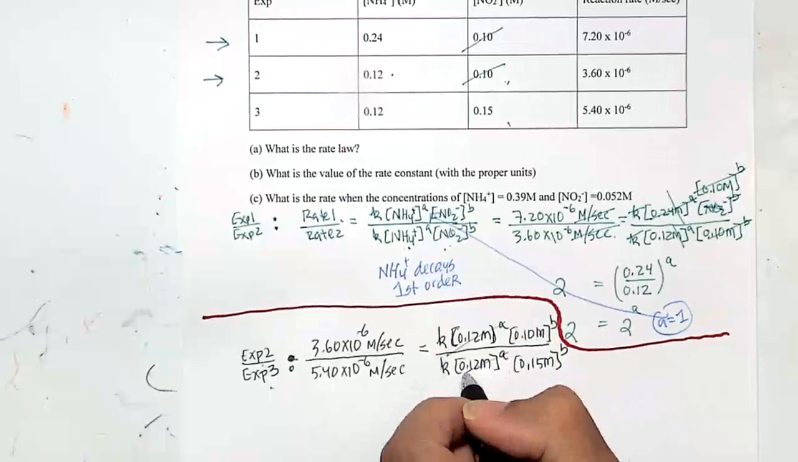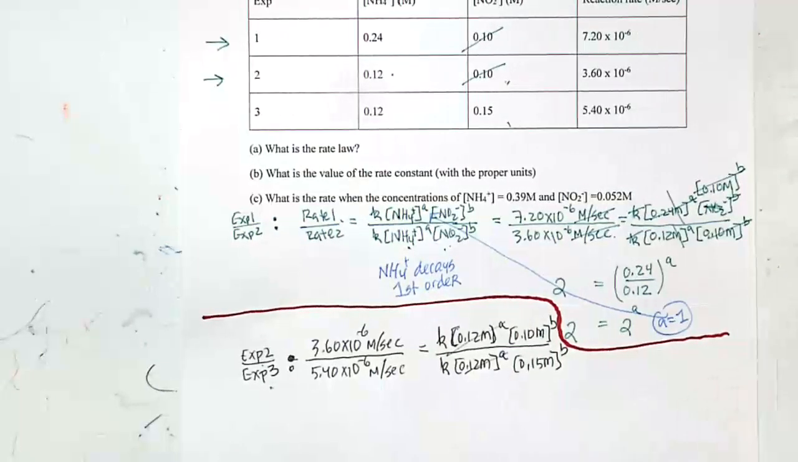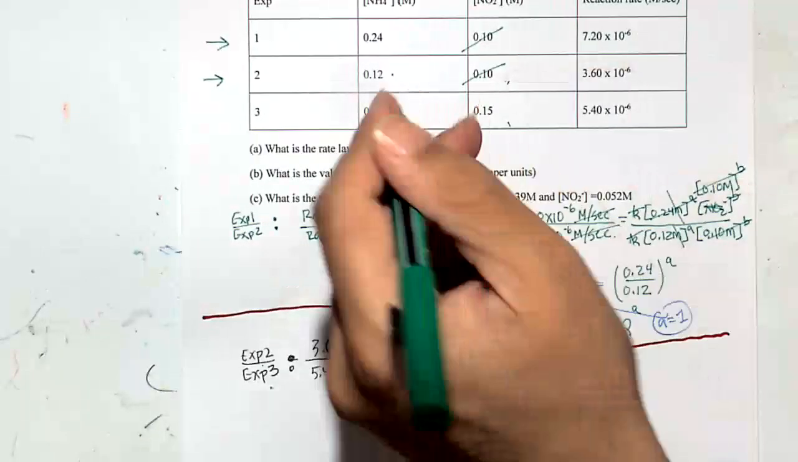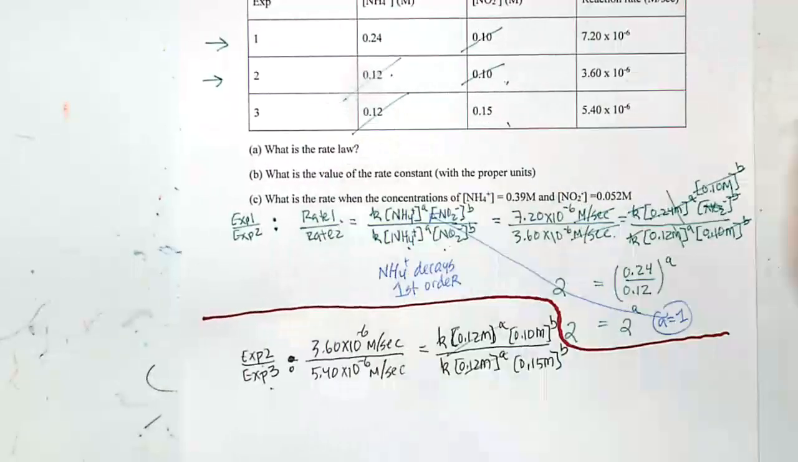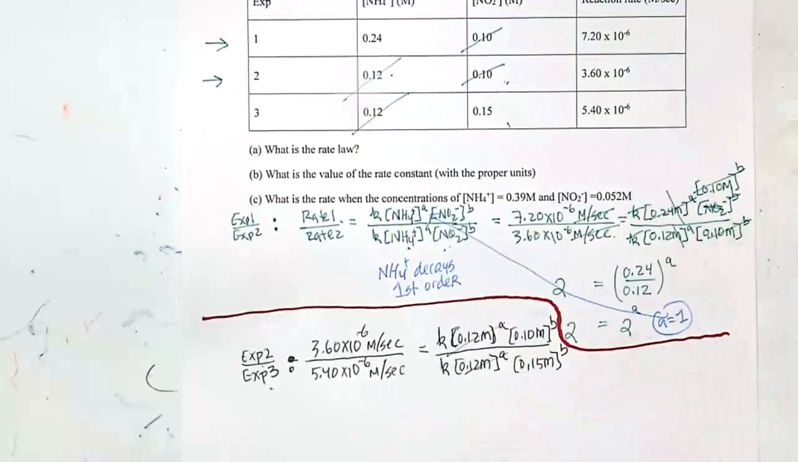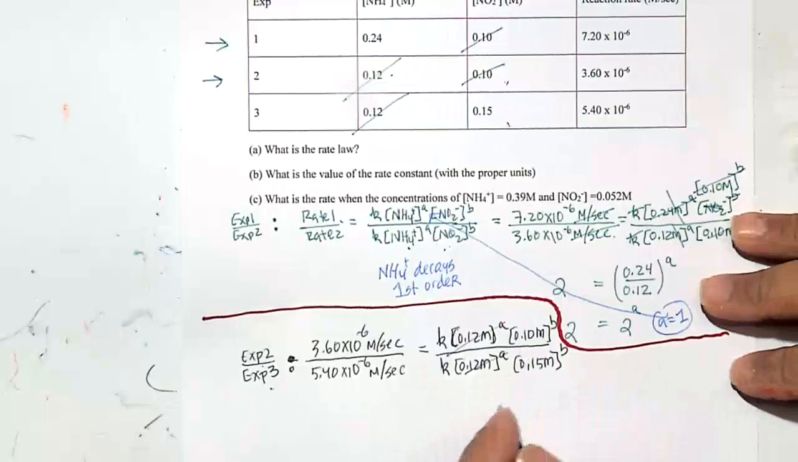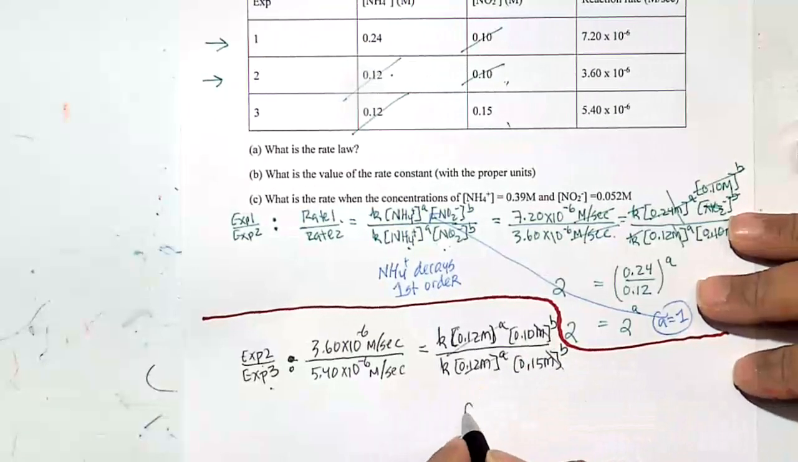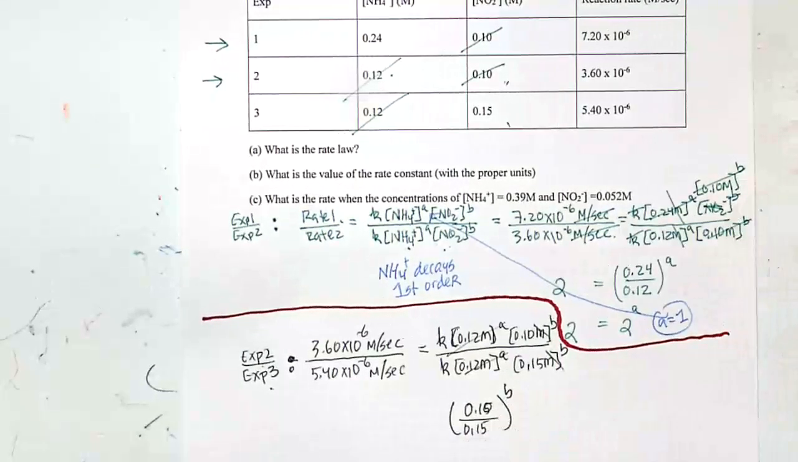Alright, so the 0.12 molar to the power of A cancels with the 0.12 molar to the power of A. You can see that right here. These guys cancel. And then I'm going to push this up. I'm going to move the exponent up. This is what I mean when I'm talking about 0.12 to the power of B over 0.15 to the power of B. It's just 0.10 divided by 0.15 to the power of B. I just moved that exponent upwards.